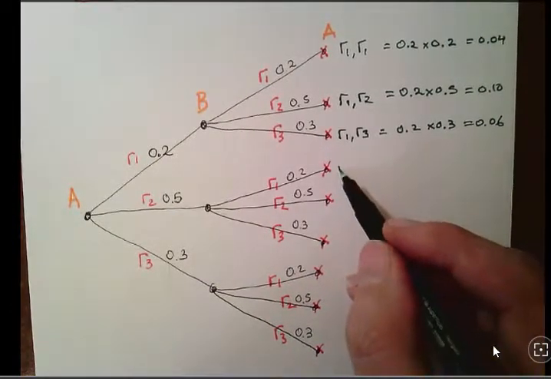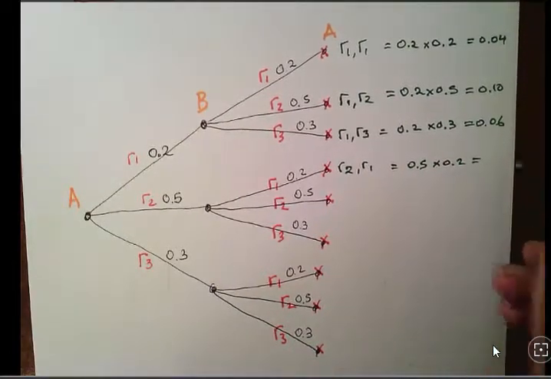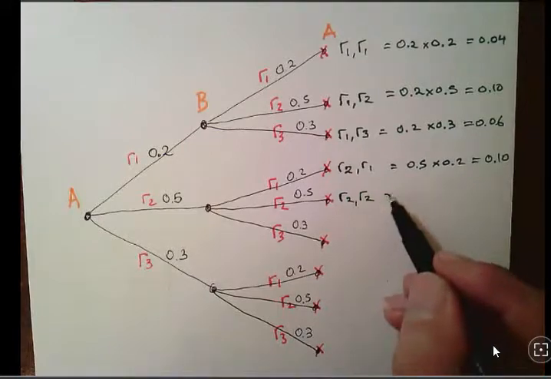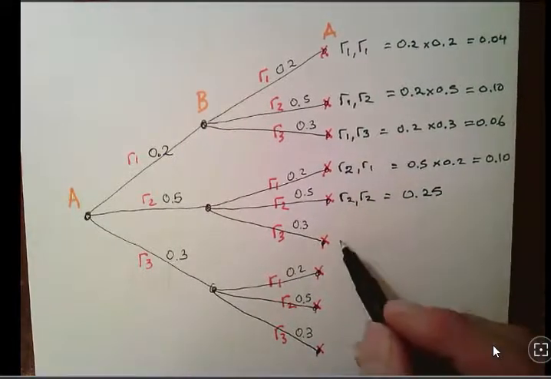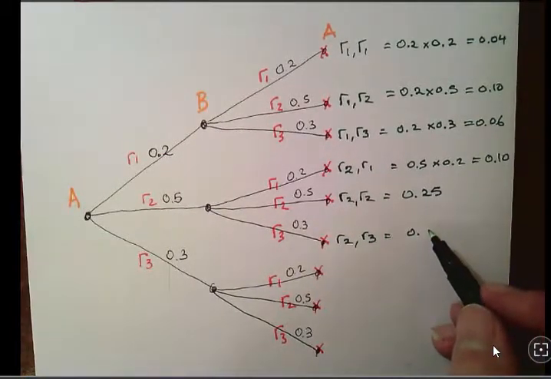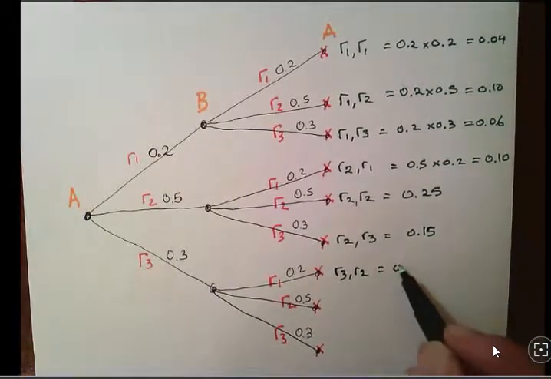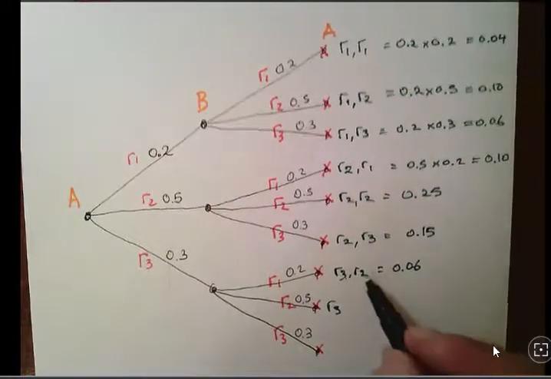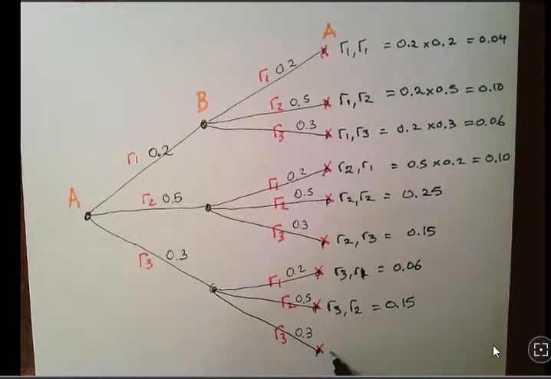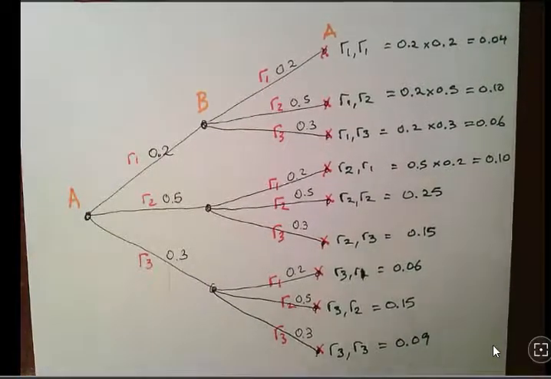I'm just going to fill in the rest here. Route 2, route 1 is 0.5 by 0.2, which is 0.10. Route 2, route 2 equals 0.25. Route 2, route 3 equals 0.15. Route 3, route 1 equals 0.06. Route 3, route 2 equals 0.15, and route 3, route 3 equals 0.09.